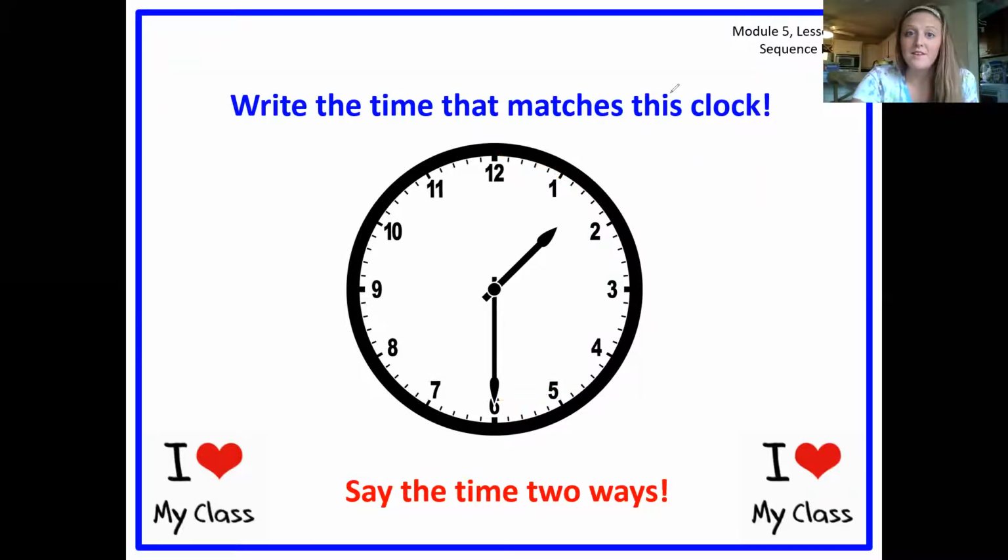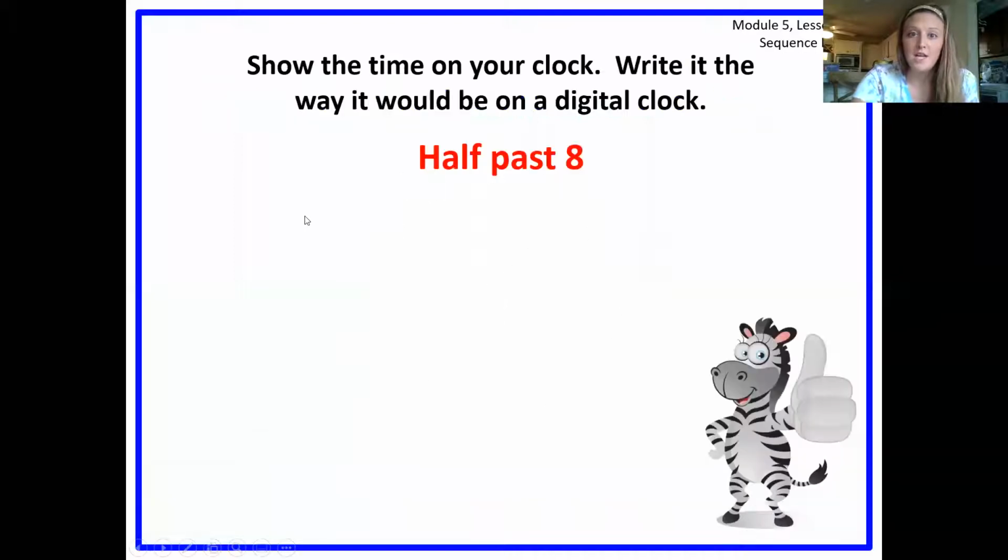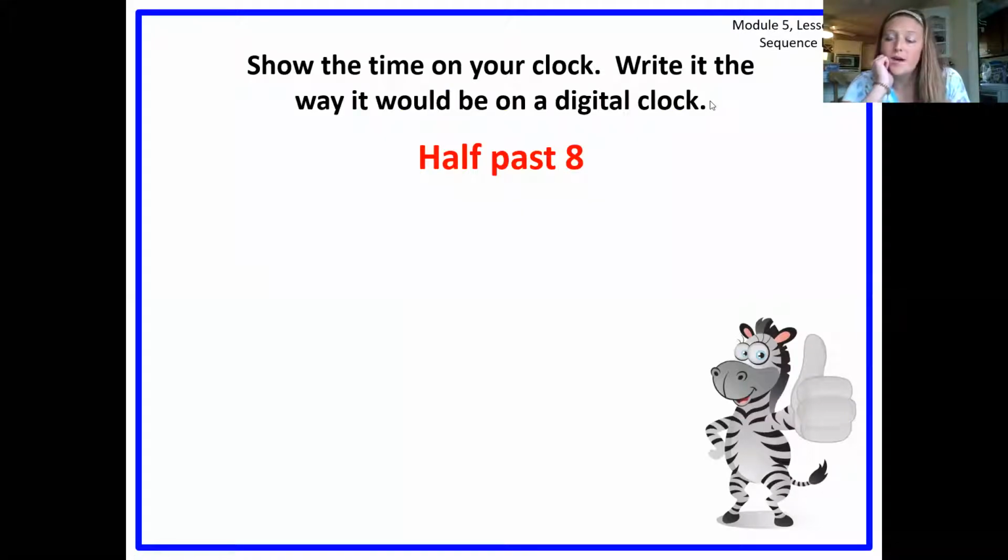Very good. So let's take a look, and I want you to show the time on your clock, and then write the way it would be on a digital clock like we just did. So 8:30. Think about where the hour hand needs to be because it doesn't need to be touching a number when it is 8:30. I'm going to give you a little bit of time to either get a clock, draw a clock, and write the time. And I'm going to write it on mine.